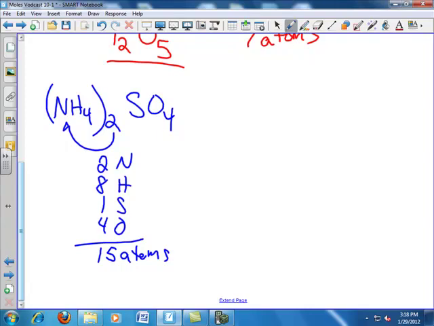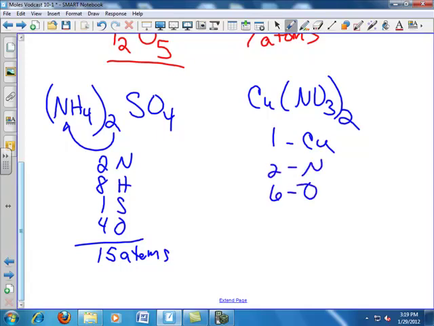Let me give you another one where we'd have that. If I have Cu(NO3)2. Tell me how many total atoms there are in that compound. There's 2 copper? Nope, only 1. But there are 2 nitrogen, and there are 6 oxygens. Because remember, this 2 right here means I have 2 NO3s. So there's my 2 nitrogen and my 6 oxygen.